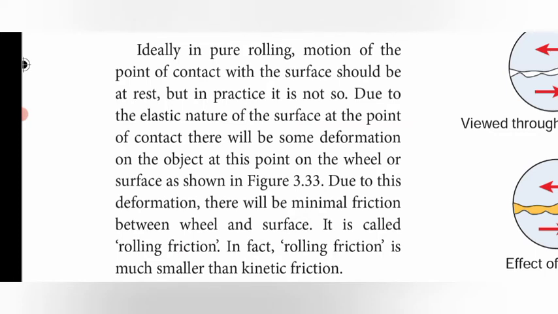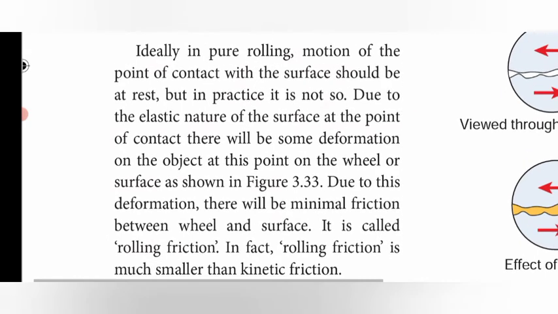So what is the concept? In rolling friction, the point of contact is at rest, and deformation is also produced and recovers again at the point of contact. That is called rolling friction. The rolling friction is much smaller than the kinetic friction. The kinetic friction value is larger when compared to the rolling friction.